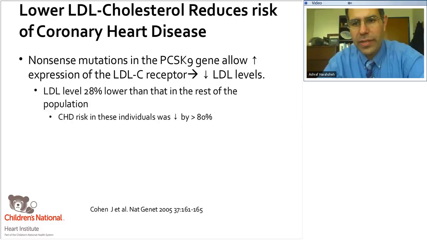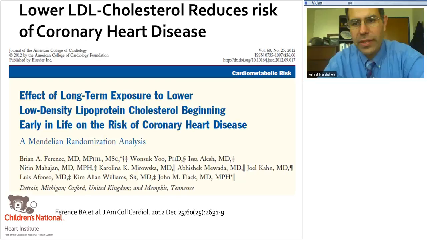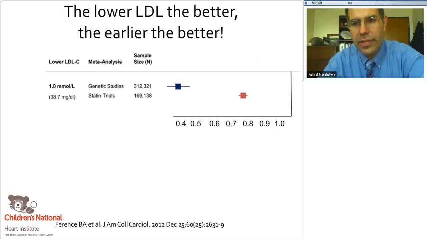And one argues that the lower the LDL, the better it will be. Now, what we have also learned is that, yes, you can start a child or an adult on a lipid-lowering agent, and you might be able to reduce the LDL cholesterol burden. But for the same amount of LDL cholesterol reduction, if you were the one lucky enough to have the gene mutation, your improvement in cardiovascular events is far more, up to 0.4, far more than what you will be able to achieve with starting a lipid-lowering agent.